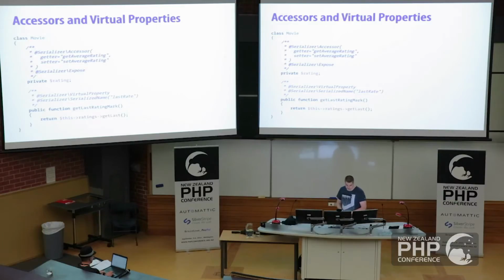You can also specify accessors. For example, for my rating attribute, I don't want to directly expose the rating attribute value. I want the serializer to invoke this method, getAverageRating, and to also call the setter method, setAverageRating, whenever we deserialize the object. So you can explicitly tell the serializer to invoke your methods.